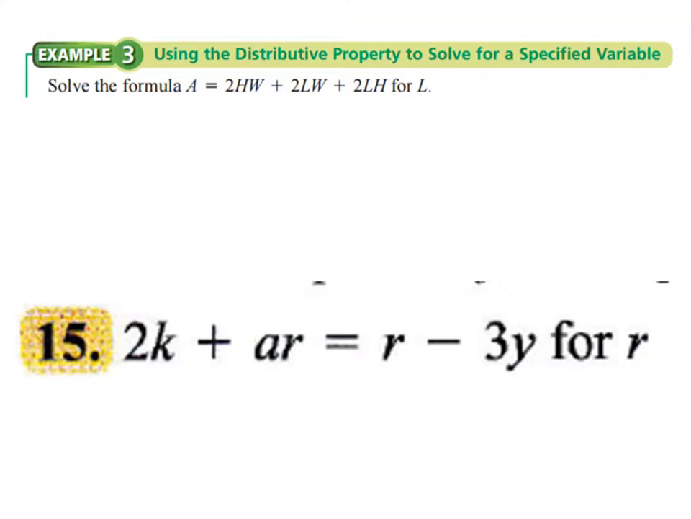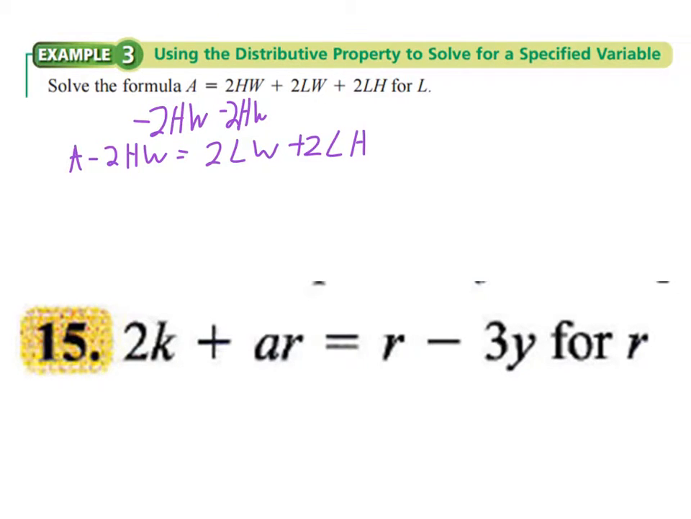Alright, so looking at this first example, we're solving this formula for L. Now if you notice, we have L in this term and L in this term. This is where we're going to need to use that second step in our process. But we need to begin with the first step, which says get all the terms that contain that variable on the same side, which is already done. But any term that does not have that variable, we need to get it to the other side. So we begin by subtracting 2hw from both sides of that equation. That gives us a minus 2hw, and that equals 2lw plus 2lh.